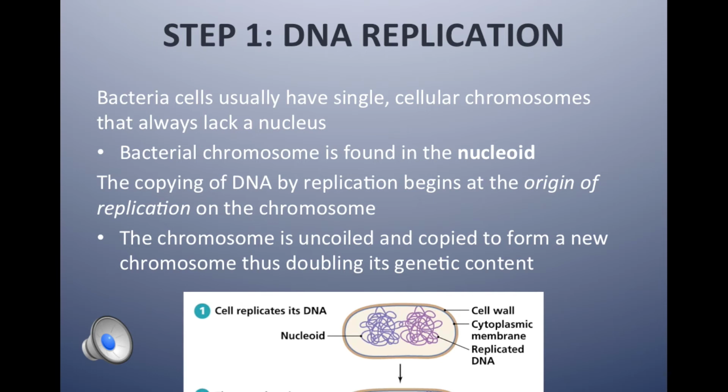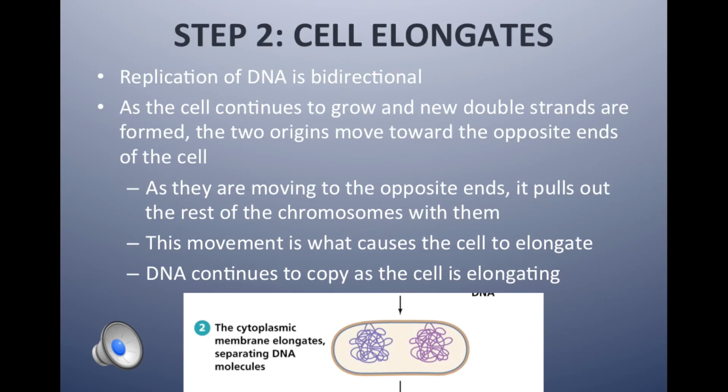The copying of DNA by replication begins at the origin of replication on the chromosome. The origin of replication is close to the binding site of the chromosome at the plasma membrane. The chromosome is uncoiled and copied to form a new chromosome, thus doubling its genetic content. This is the very first part of DNA that is copied.